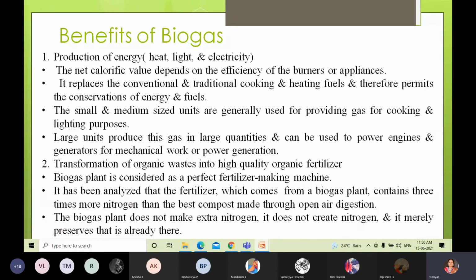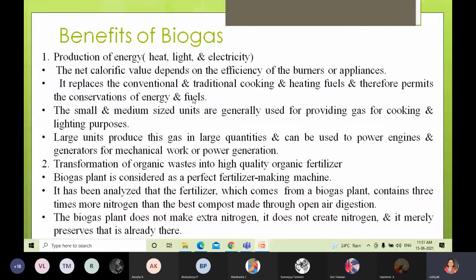Next is the benefits of biogas. What are the benefits? We have discussed biogas production, the stages of biogas, how biogas works, and also its construction. Now, the benefits. First, production of energy. It may be heat, light, or electricity. The net calorific value depends on the efficiency of the burners or appliances.